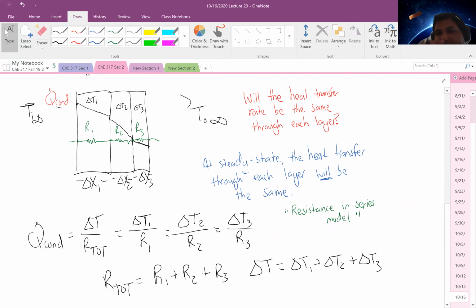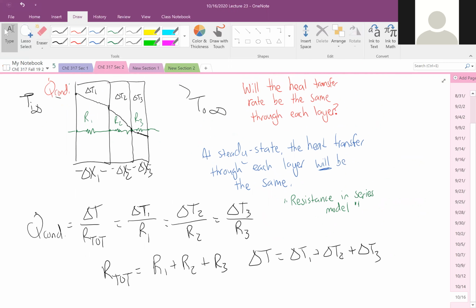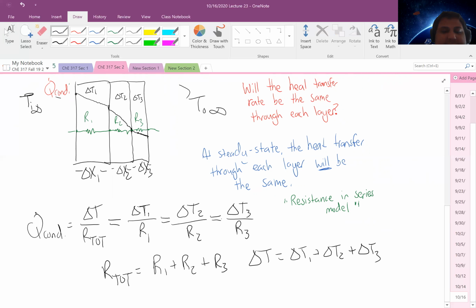Any questions on this discussion? All right, if not. Are those supposed to be for the Q conductive? Is that supposed to be delta T1 over R1 plus delta T2 over R2? Now they're all equal. They are all equal? Okay. Yeah, these are all equal signs. I can make that clear.